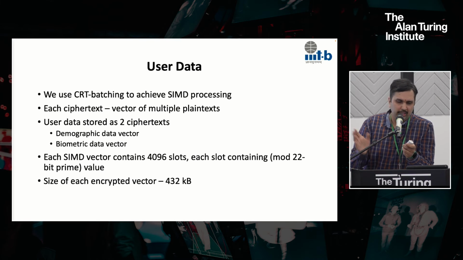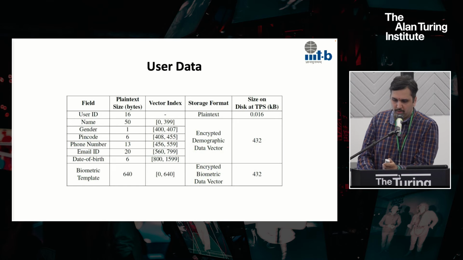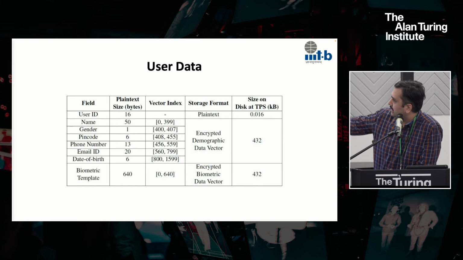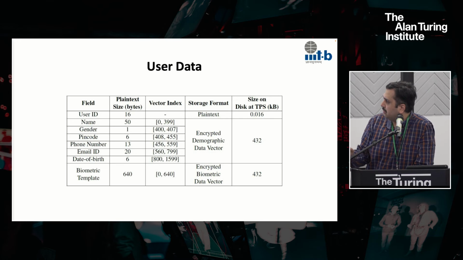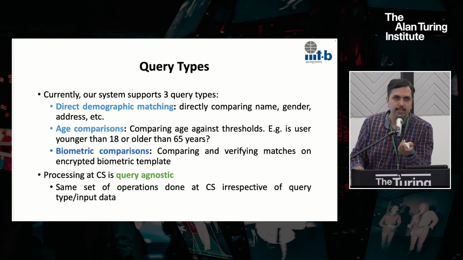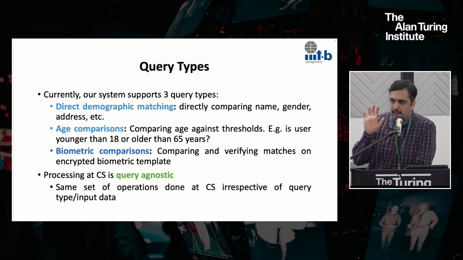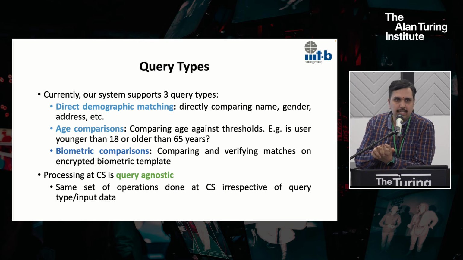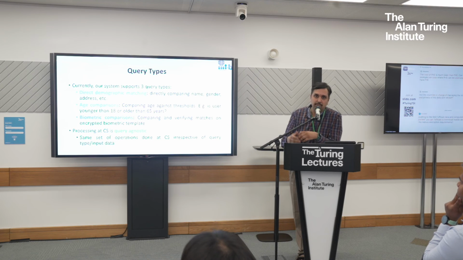I won't get into all the technical details. What you can see is the size on the disk and the way we encode. In the interest of time, I won't get into the details. What we support is demographic matching. The name, age, everything can be compared exactly. And then we also perform threshold comparisons, as I said, like age greater than or equal to 18, or for senior citizens, there's also a need to check whether your age is greater than or equal to 65. And then biometric comparison.